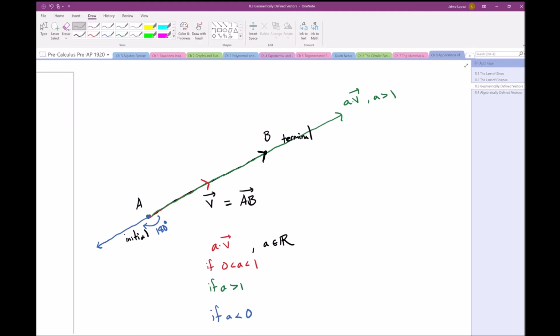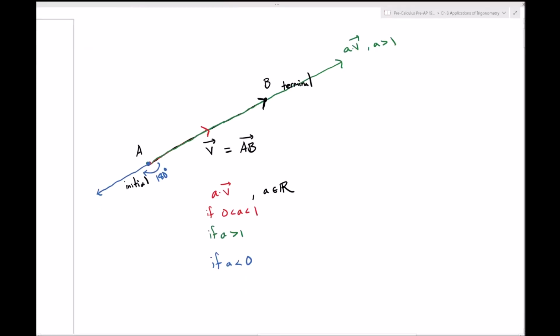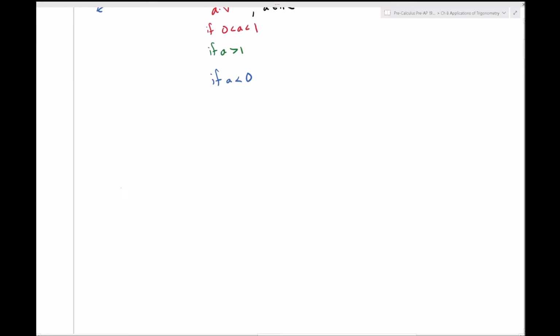Now let's say I had two vectors. Let's say I had vector u, which looks like this. And let's say we have vector v, and it looks like this. Maybe a little bit longer. So like that. So let's say we had these two vectors. I would like to add these two vectors.